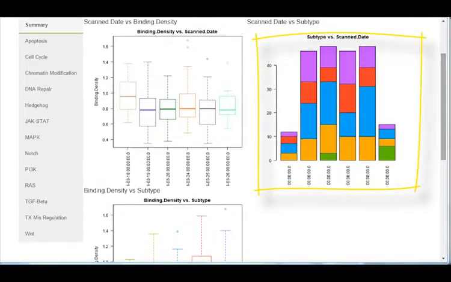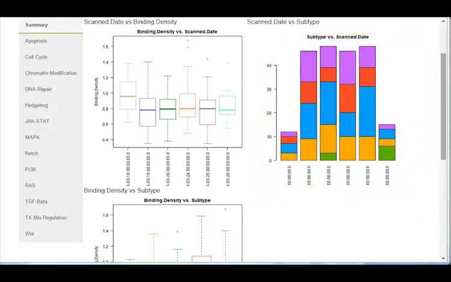On the top right, a plot shows the number of each subtype at each scanned date. The subtypes are generally well dispersed over the dates, although the normal samples, in green, were only run at 2 dates. If we thought scan date was likely to affect the data, we would have to be concerned about it confounding our analyses of subtype.